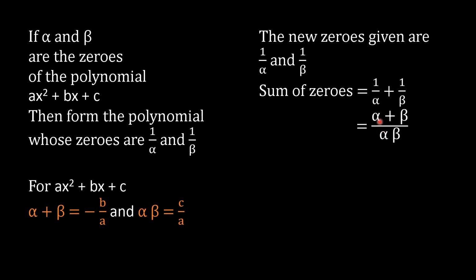That will be alpha plus beta upon alpha beta. But alpha plus beta is minus b upon a and alpha beta is c upon a. So sum of zeros will be minus b upon c. For a standard quadratic polynomial, we know that sum of zeros, that is alpha plus beta, is minus b upon a, and product of zeros alpha beta is c upon a.